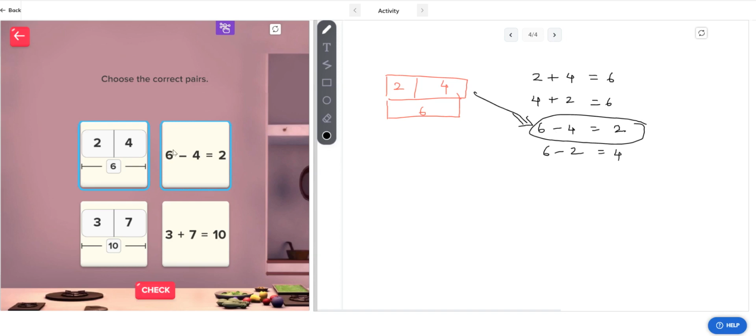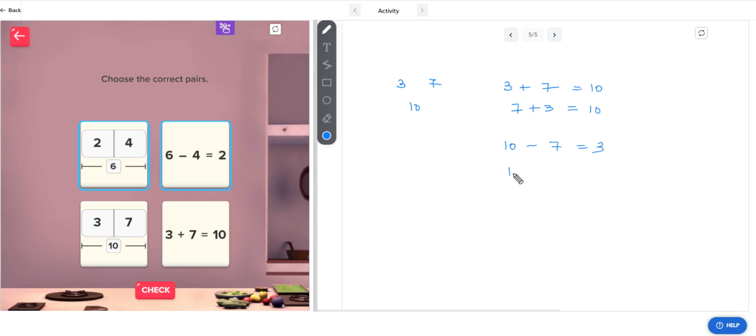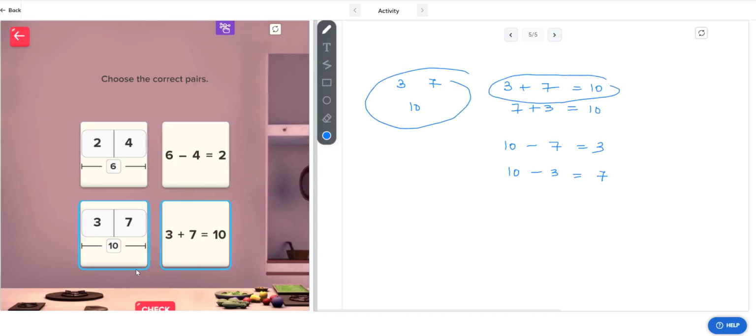Now let's try the next fact family as well, just to give it a shot before we actually click on check, okay? The members are 3, 7 and 10, right? Now I do know that 3 plus 7 is going to give me 10. 7 plus 3 gives me 10 as well. But if I was to subtract, 10 minus 7 gives me 3 and 10 minus 3 gives me 7. So which addition fact is matching, correct? So this and this.